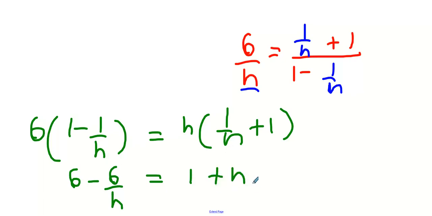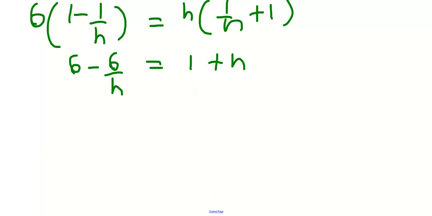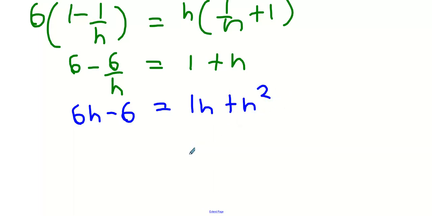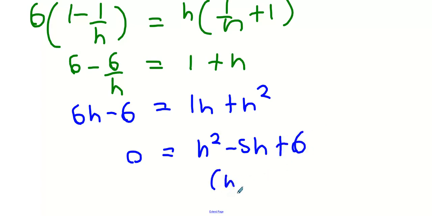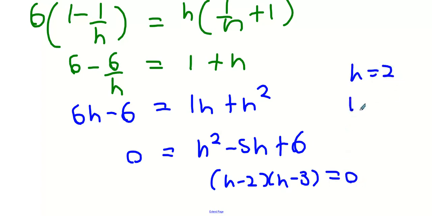Okay. Common denominator. This question wants two values of h, doesn't it? That implies a quadratic equation. So how are we going to get a quadratic equation out of this? Multiply both sides by h. Bring it all over one side. h squared, that's going to be a 0 there. 1h take 6h is minus 5h plus 6. Solve. h minus 2, h minus 3. h equals 2 and h equals 3.